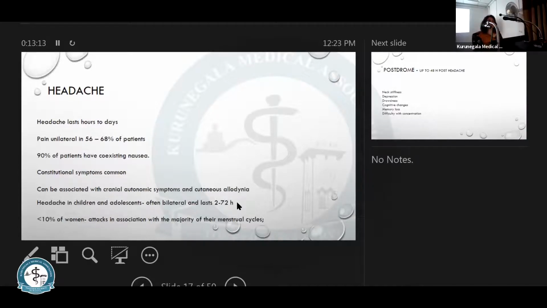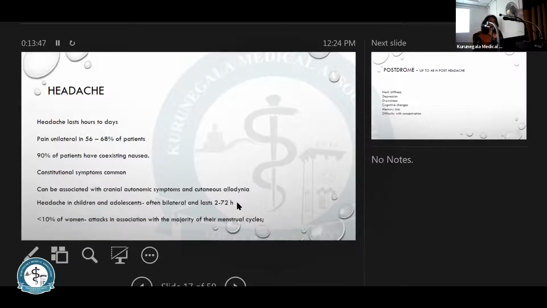And children, of course, they can get bilateral headaches as well. Usually adults complain that the headache starts intraorbitally and goes down, and there is some sensitivity over the cervical region going down the shoulders as well. And it's a moderate or severe pain. Usually 90% of the patients are getting nausea. Some of them vomit, but 90% is nausea.